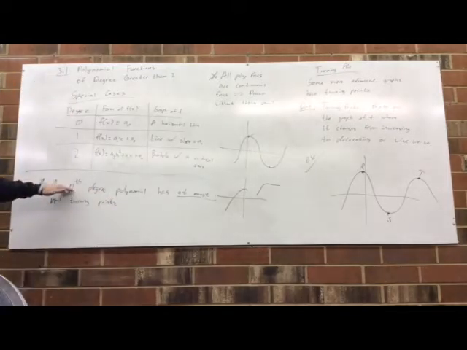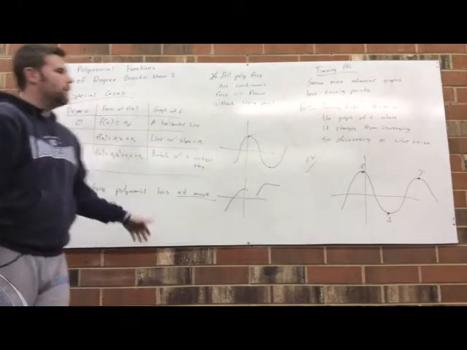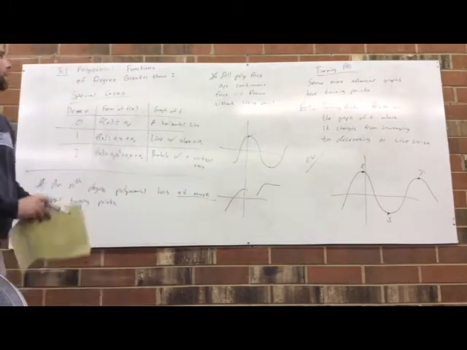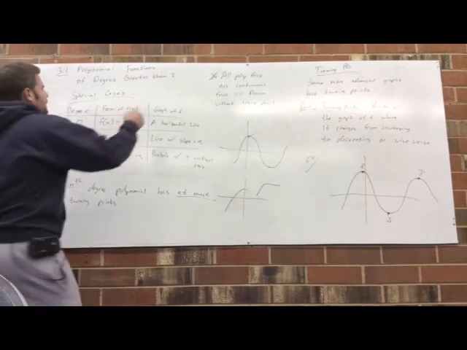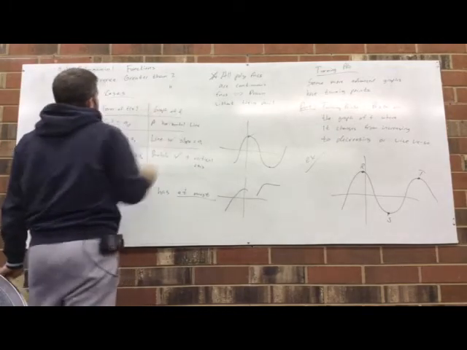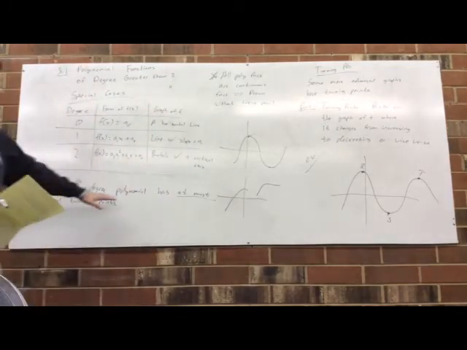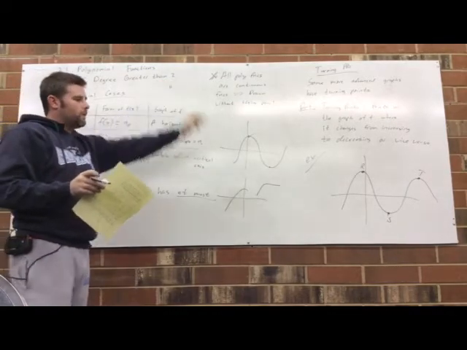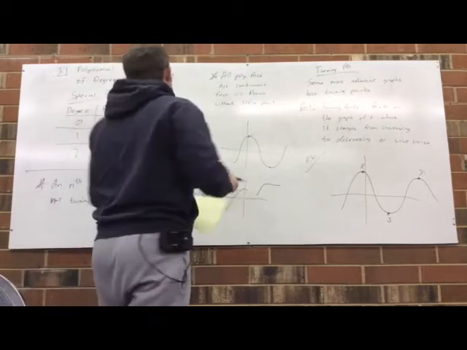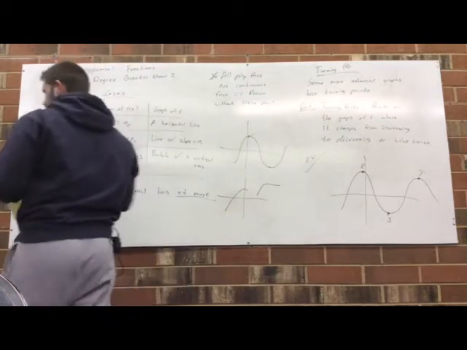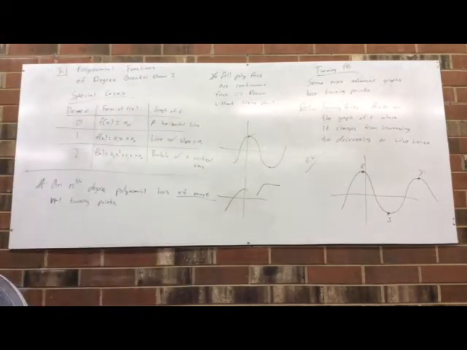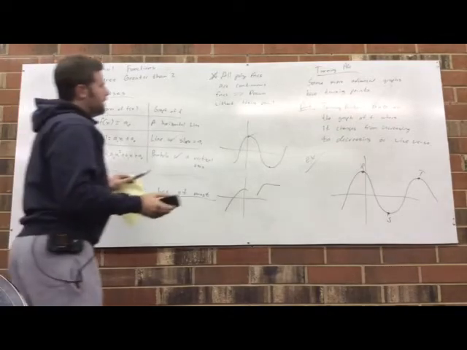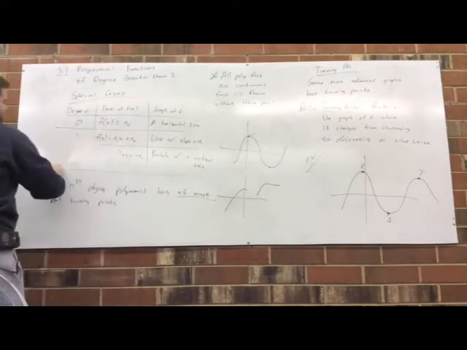Recognize what this is saying. An nth degree polynomial has at most n minus 1 turning points. That means if we were to deal with something with a degree of 4, it has at most n minus 1 turning points. That means that the most turning points it can have is 3. All right, and we'll look at an example of that later. So that's something I want you to really get. Okay, let me erase this top part here.